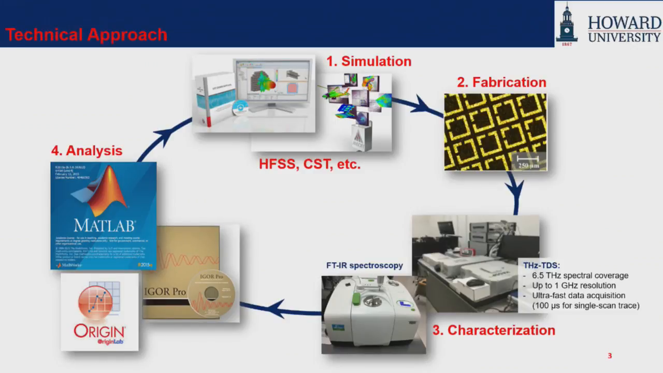And probably I will start by describing a little bit of our research activities following this technical approach. We always start with simulations using software simulators such as HFSS or CST Microwave Studio. We also try to fabricate samples. We have some experimental setups such as terahertz time domain spectroscopy and Fourier transform infrared spectroscopy. We also have some tools that we use for post-processing and analyzing data. So we try to close this loop and do everything in-house, but we also have some collaborators with the perspective of achieving high technology materials in rapid time.